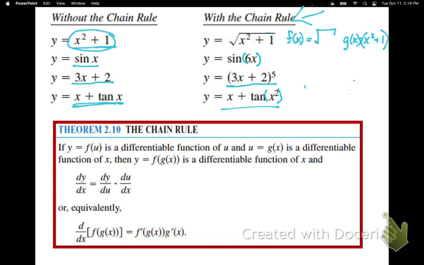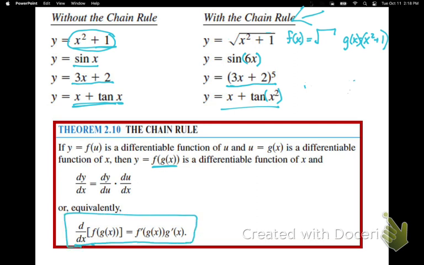So the chain rule is as follows. If f of u is differentiable and u equals g of x is a differentiable function of x, then y equals f of g of x. So composite functions, that's why I want to point out that these are composite functions. You're just not doing the composition. The composition's already been done. Then we have this right here is our chain rule.